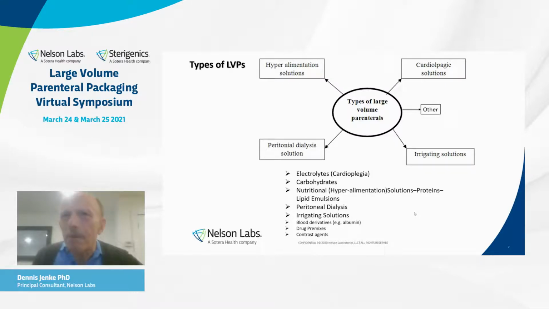For example, pre-mixed drug product LVPs. They're actually used for therapy. LVPs can contain blood derivatives, drug premixes, and/or contrast agents.